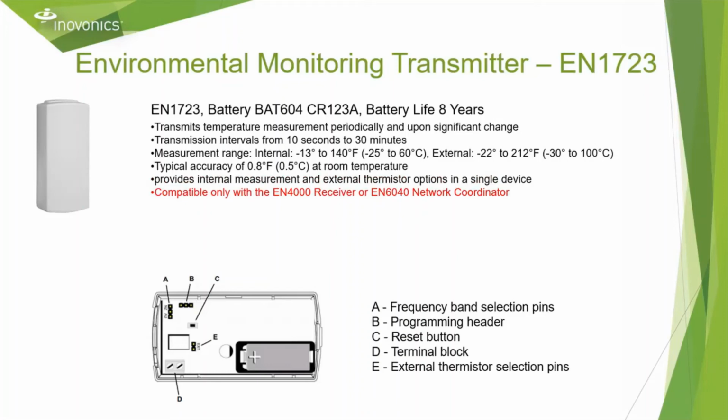The EN1723 provides internal measurement and external thermistor options in a single device. Like its sister transmitters, it will periodically send its temperature measurements upon significant change, and can adjust the transmission levels from 10 seconds to 30 minutes, and has the ability to measure a temperature range of negative 13 degrees to 140 degrees Fahrenheit with the internal sensor, and negative 22 degrees to 212 degrees Fahrenheit with the external probe. It has an accuracy of 0.8 degrees Fahrenheit and has a battery life of 8 years.